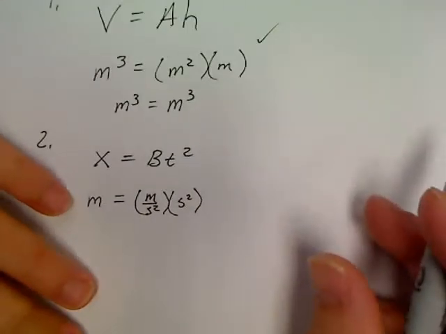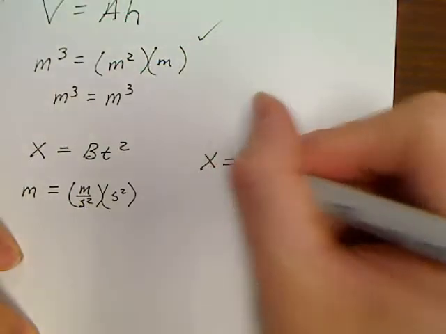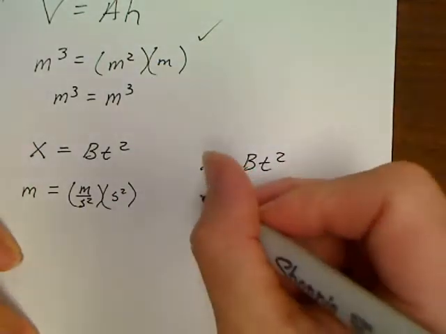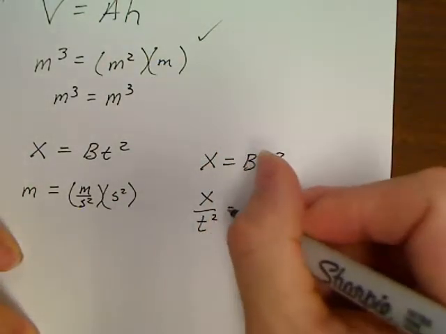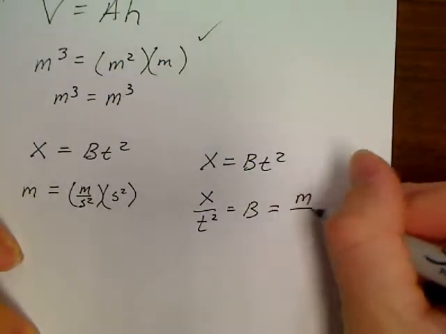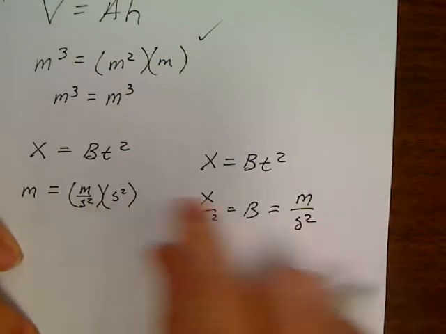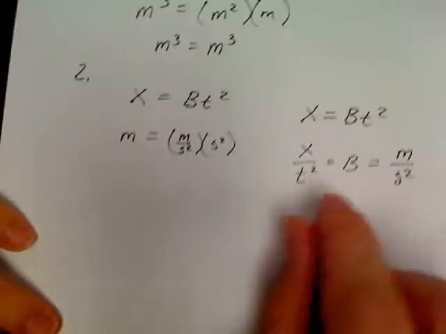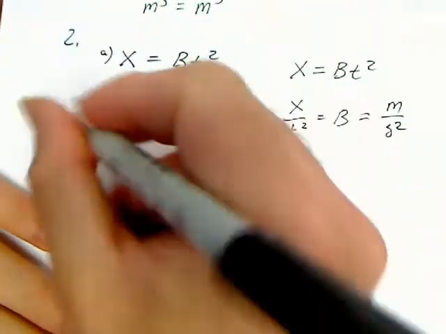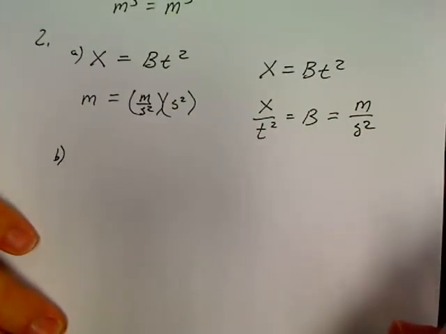Now, there's another way of doing this. If you have problems looking at it that way, just solve the equation for b. Do the algebra. x over t squared is what b would be, which means the unit for b would have to be meter per second squared. For some people, this would be an easier way of working the problem. Alright. This also has a b part. That was a. You had a b on that question.